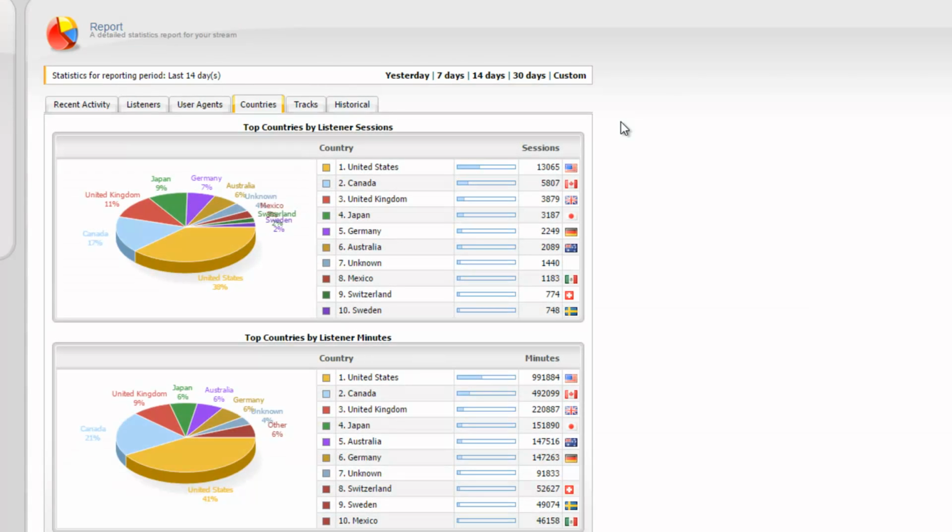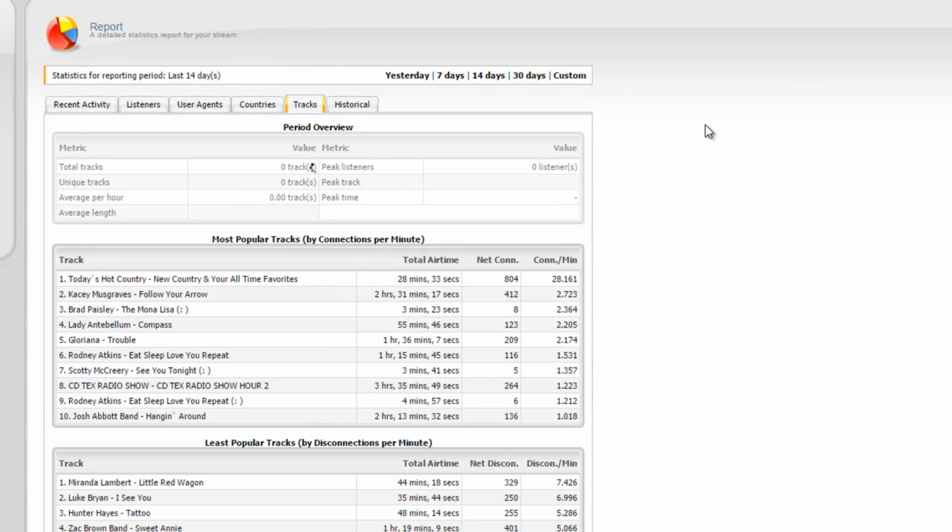So you're going to see total listenership by countries. Now, this station's focus is towards the United States, so it makes sense that the United States is the top on both charts. Canada comes in second on both charts. Again, based in the United States, so that's not all that surprising. This tracks section can be a little informative for what you're looking for here.